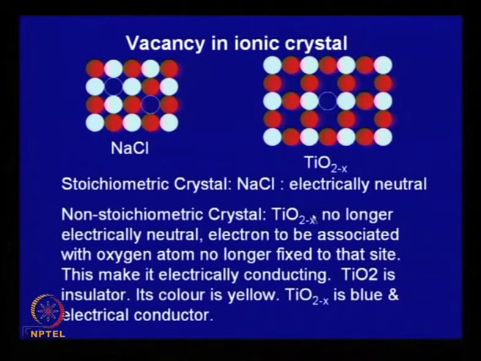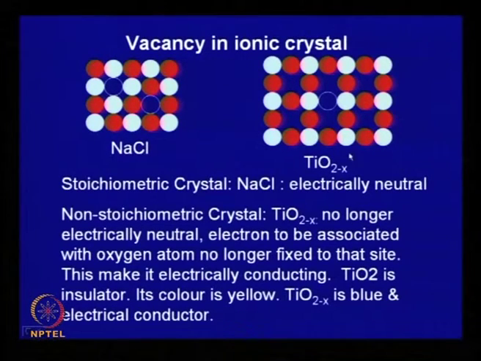So, in general you can write the chemical formula of this type of non-stoichiometric crystal like this: TiO2 minus X. X of course will be very small. In that case, this type of crystal will be no longer electrically neutral, and this changes the characteristic depending on the magnitude of X, its properties, particularly its electrical properties or its optical property will change significantly, which is shown over here.